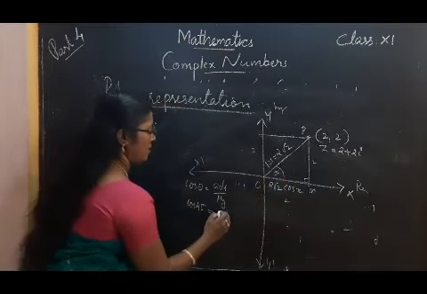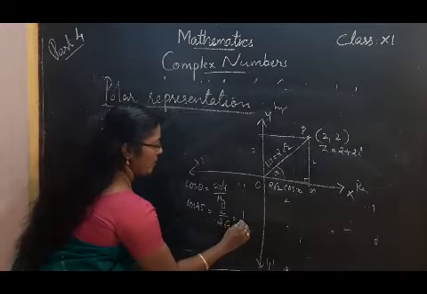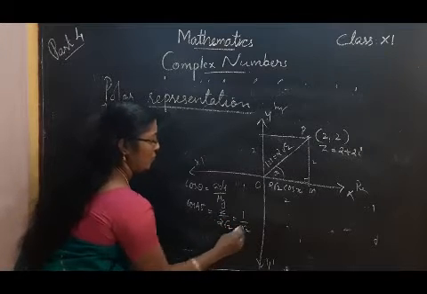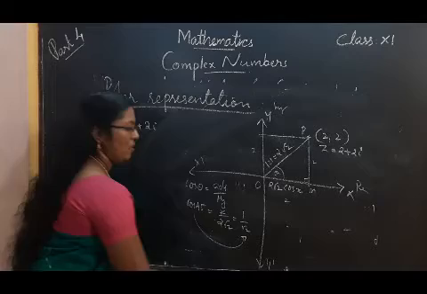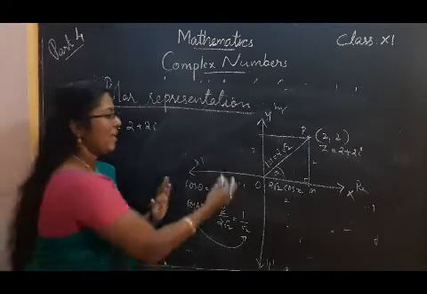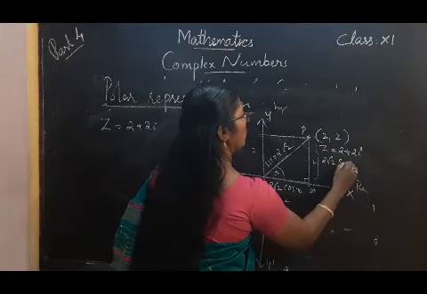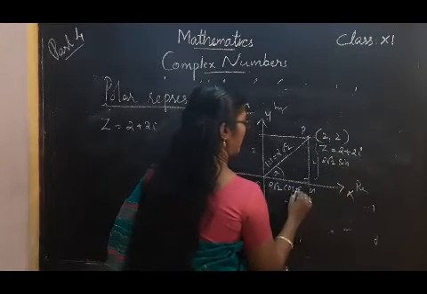2. This is 2 root 2. That is 1 by root 2. 1 by root 2 is cos 45. Cos 45 is 1 by root 2. Okay. So in the same way we can write this as 2 root 2 sin theta instead of the y coordinate.